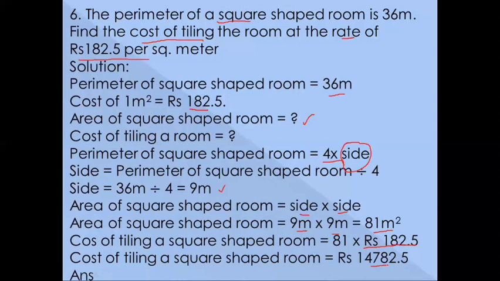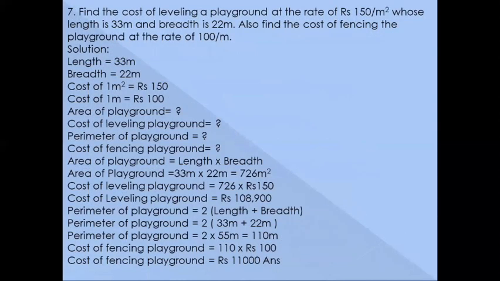Dear student, in sum number 7 we also have two things to do to some extent. First we will find the area, then we will find the cost of leveling a playground. For the cost of leveling, we will find the area. And the cost of 1 square meter is 150 rupees.